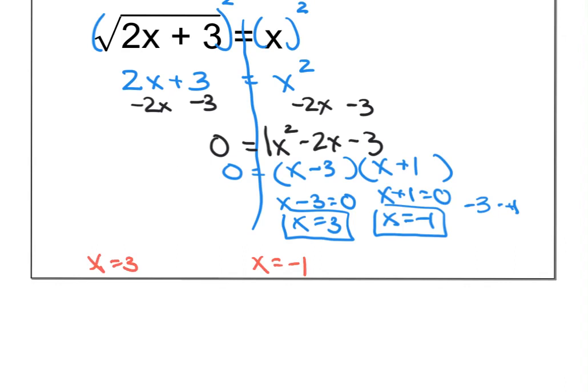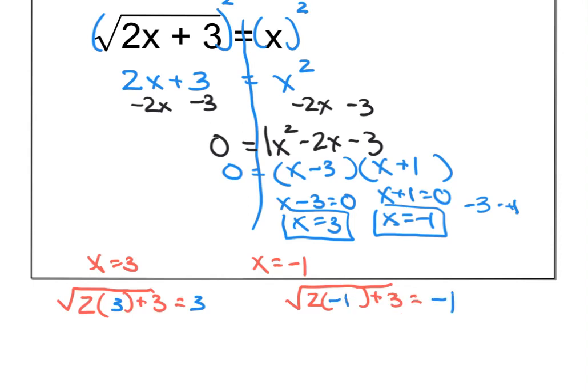So I'm going to write this equation, but every time I see an x, I'm going to put in a 3 instead. And then I'll do it again, where every time I see an x, I'll put in a -1. Then work to simplify that left side and see if you end up with a true statement.